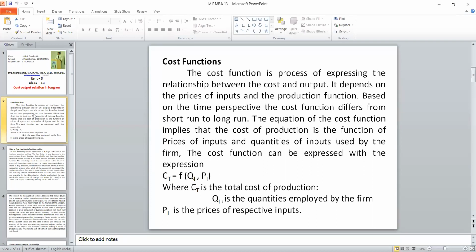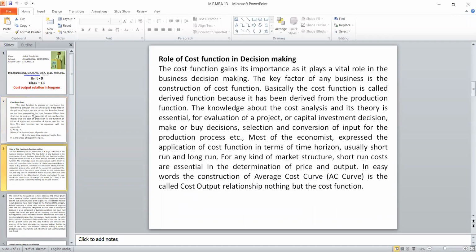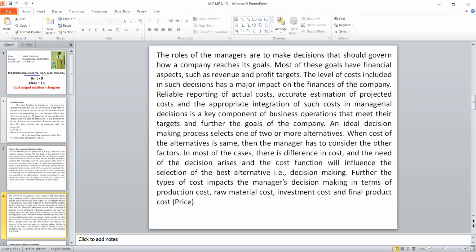Whichever it may be, the cost function will be constructed with the quantity employed and the price of the respective input. Based on that only we have to construct the cost function. In that particular cost function, we can decide a number of business affairs, all the business practices based on it.